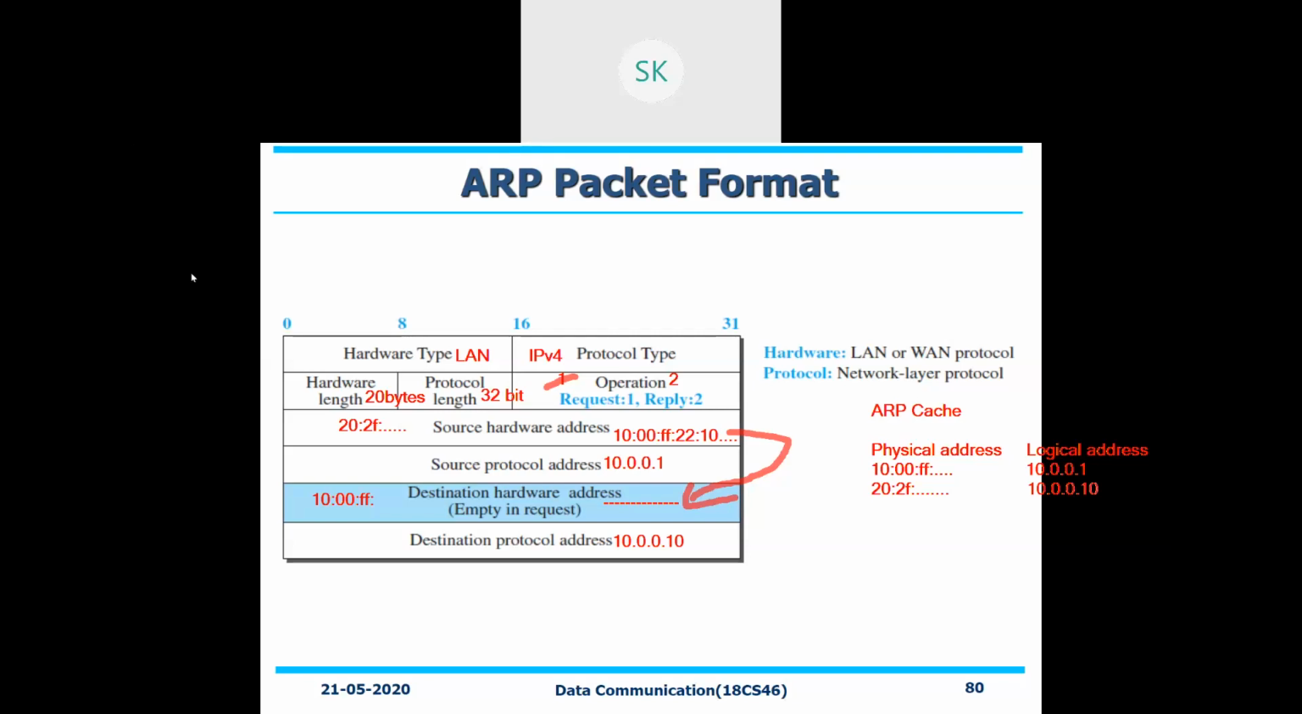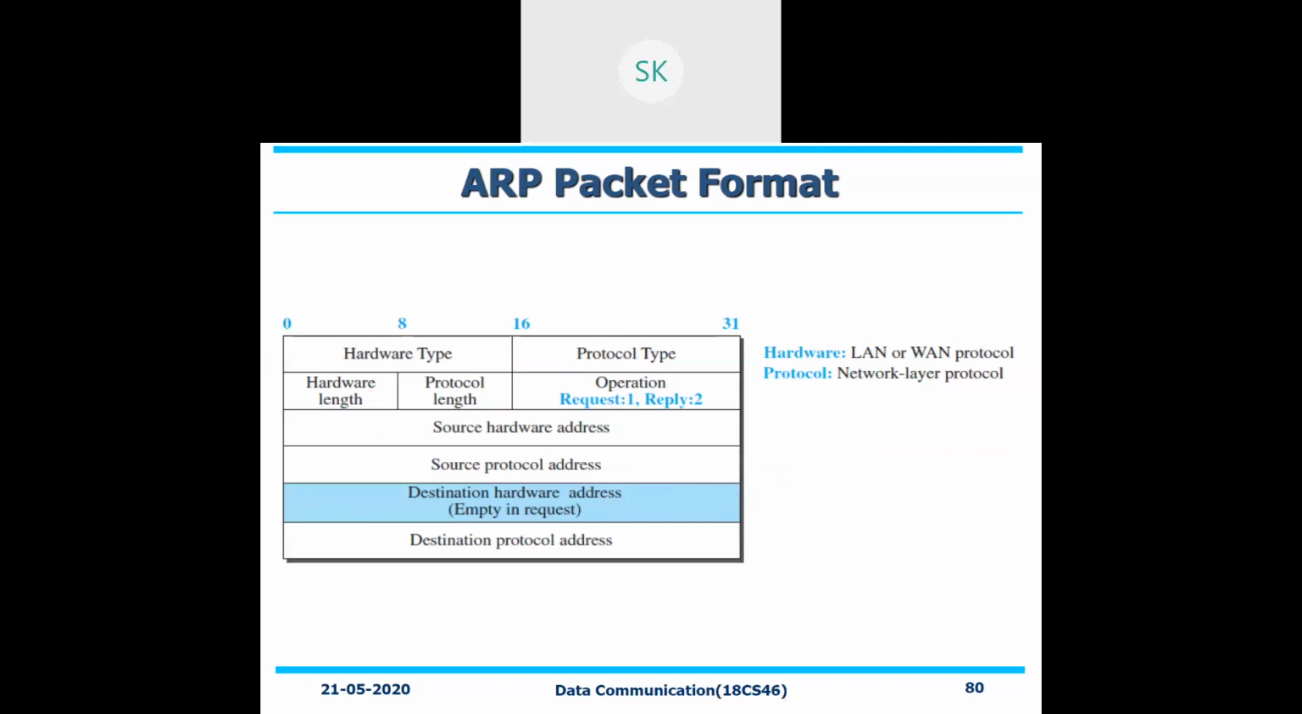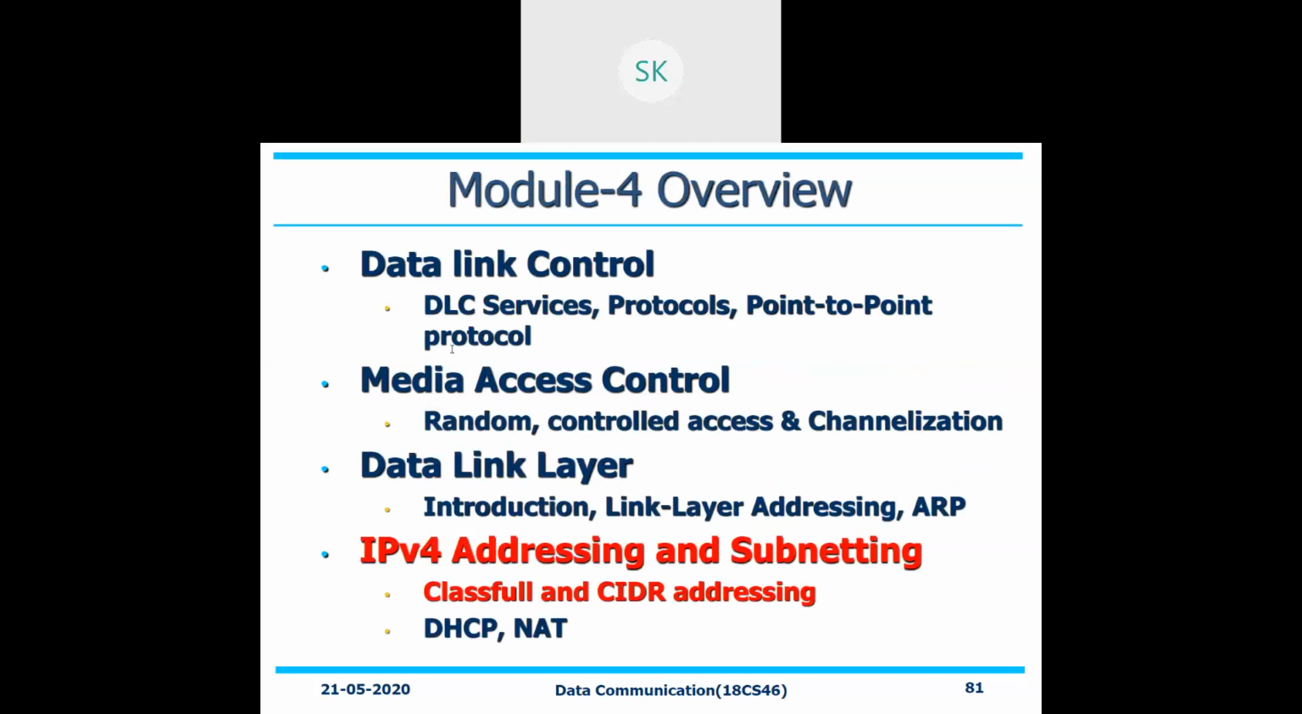So this is how your ARP works. Why is ARP necessary? Because in order to get the physical address of the system with which we want to communicate, we require the ARP packet structure. With this, your entire data link control as well as the entire data link layer will be completed.